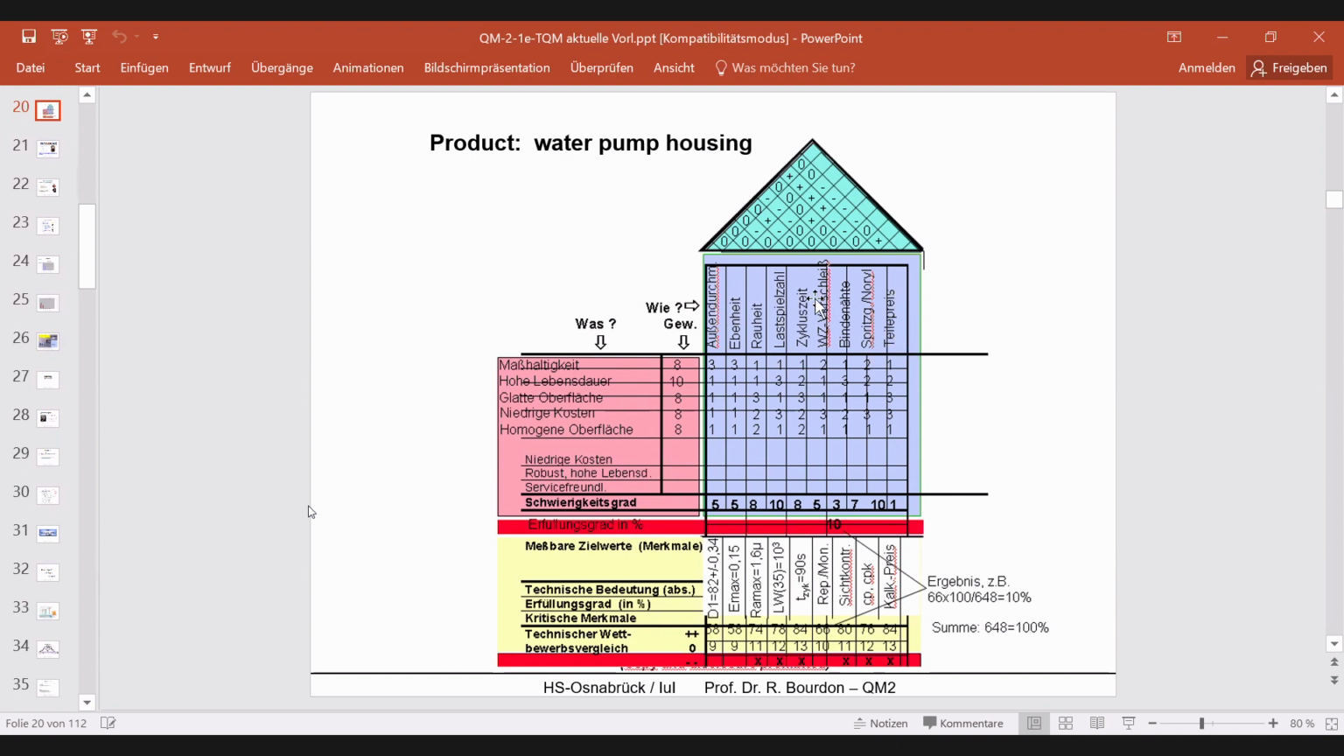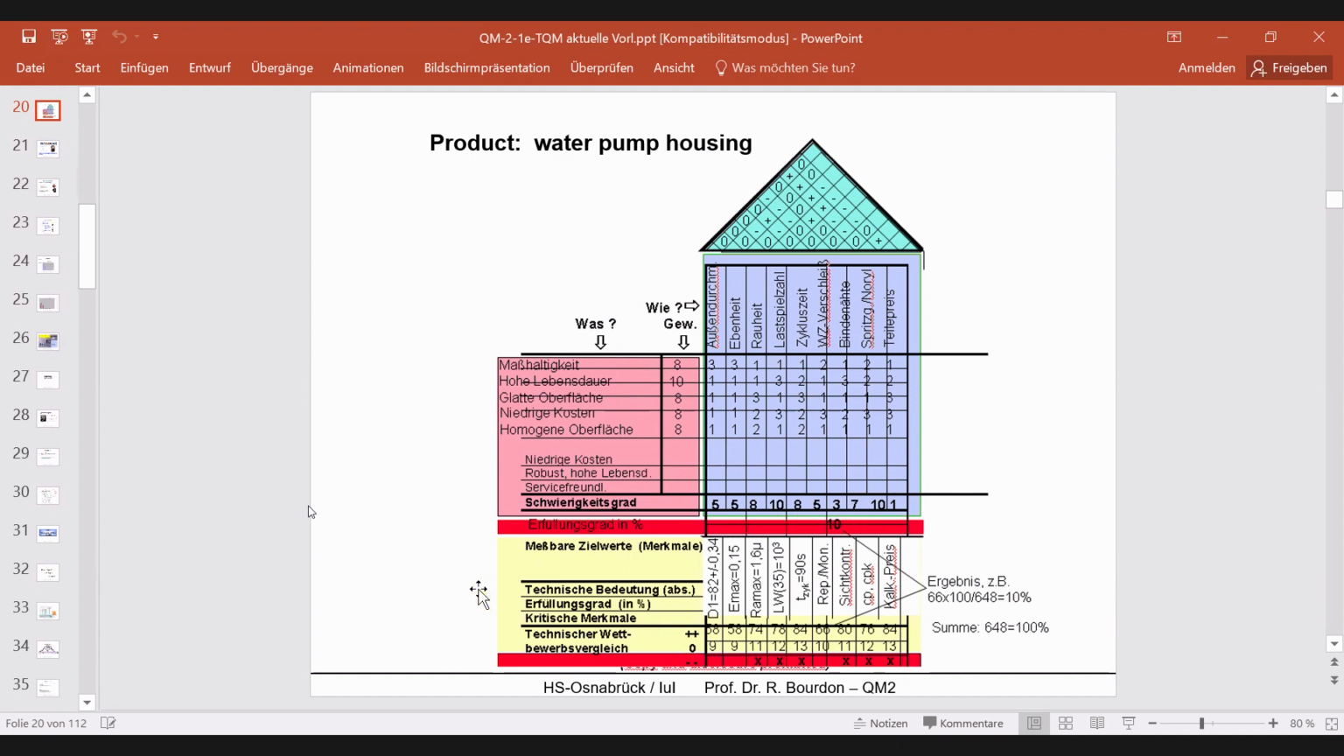So they have some important quality characteristics here, and they bring this in relation to these requirements of the customer. And this is done with this matrix. 1 is a low relationship and 3 is a strong relationship. So then the result at the end is to find out which are the most important parameters, the most important quality characteristics, to meet most of the customers' requirements.